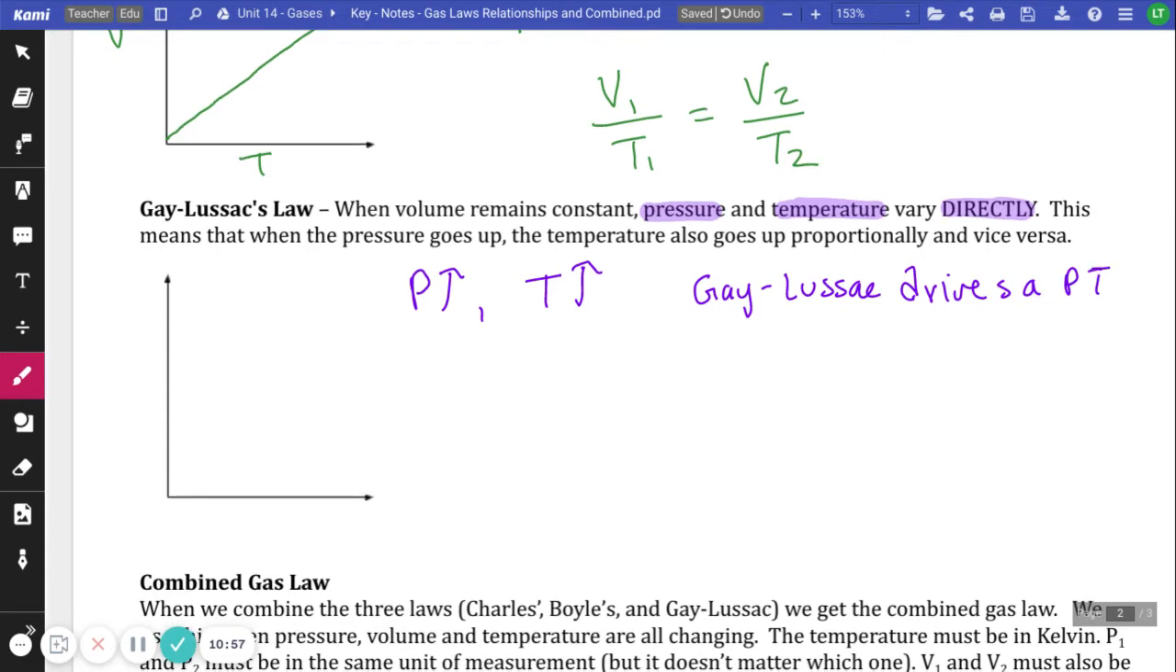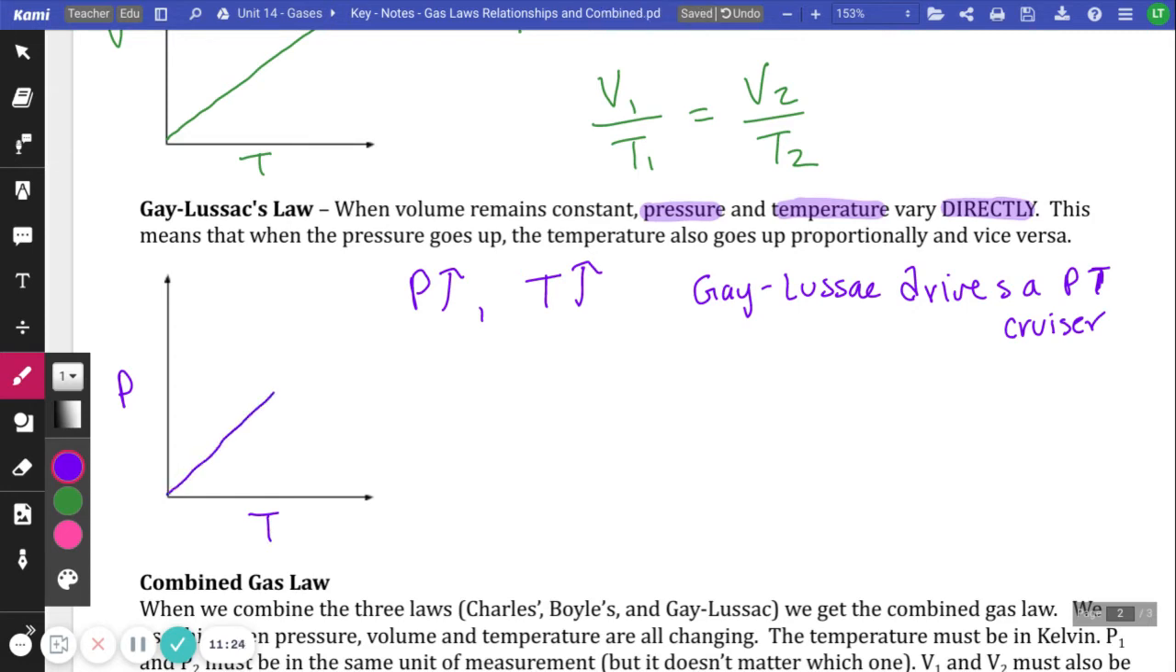I've learned that a lot of y'all don't know what a PT Cruiser is because they don't make them anymore. You could also think of Gay-Lussac as a physical therapist. You can come up with your own, or Google what a PT Cruiser is. It's a car, so it's not anything super exciting. But Gay-Lussac drives a PT Cruiser. This one relates pressure and temperature, and they are directly related.